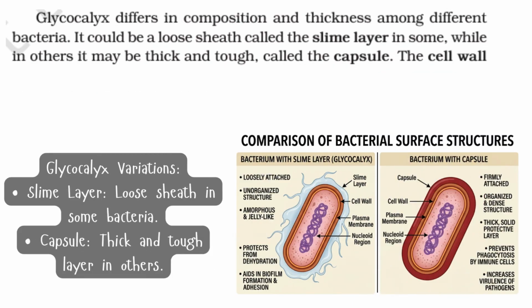The outermost layer, the glycocalyx, is highly variable. NCERT warns us that it differs in both composition and thickness among different bacteria. In some, it is a loose sheath called the slime layer. In others, it is a thick and tough layer called the capsule. Examiners love to swap these definitions. Remember, slime is loose, capsule is thick and tough.